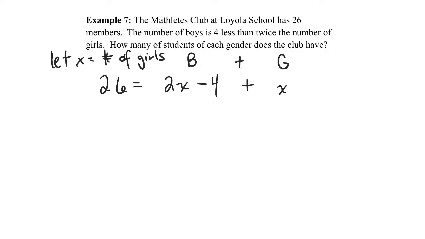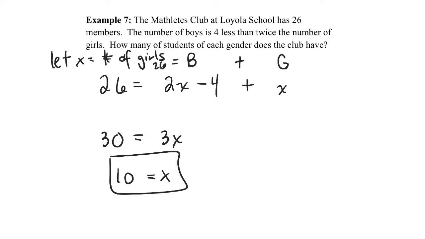But boys plus girls is equal to 26. That was the starting line. Right? 26 equals the number of boys plus the number of girls. So 26 equals 2x minus 4 plus x. Again, the number of boys and the number of girls. Simply solve. So it'll be a little bit different than what you got as an answer, right? Move the 4 over, that makes that a 30. That becomes 3x. X is 10. So the number of girls is 10. The number of boys must be 16.